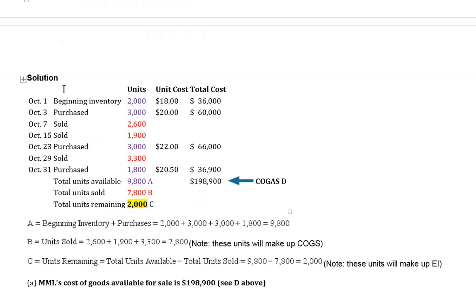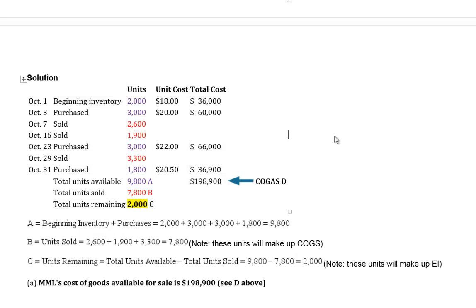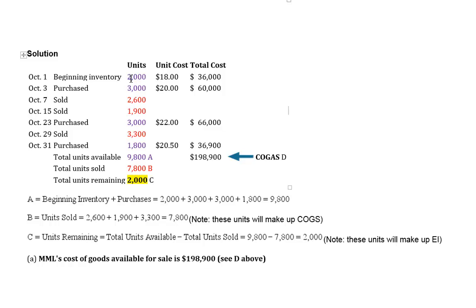Well, what I did here is I basically took the question and I took the units and the cost. And what I did here is I came up with the total cost of all the units that we had available to sell. So these units here that are in purple are what I had available to sell. So I had my beginning inventory and everything that I purchased. So notice everything that I purchased I put in purple. So notice what I'm doing here. I'm doing this column of all the purple guys here, right?